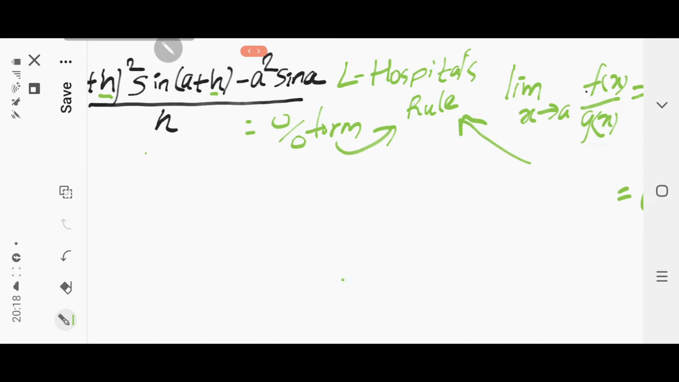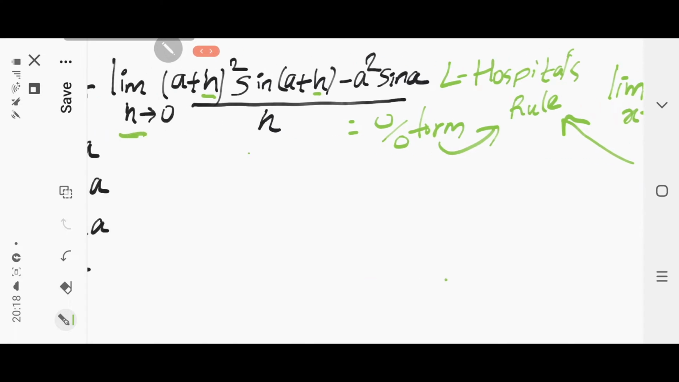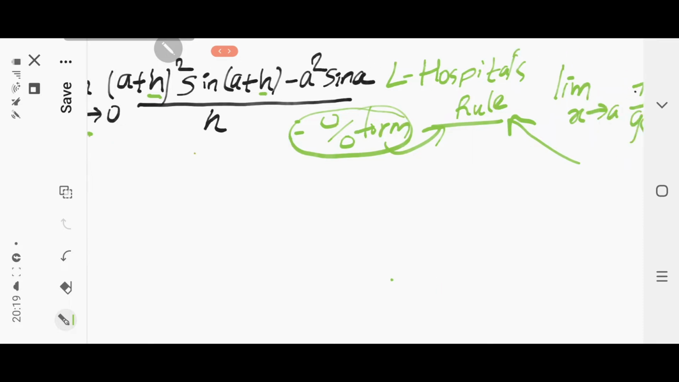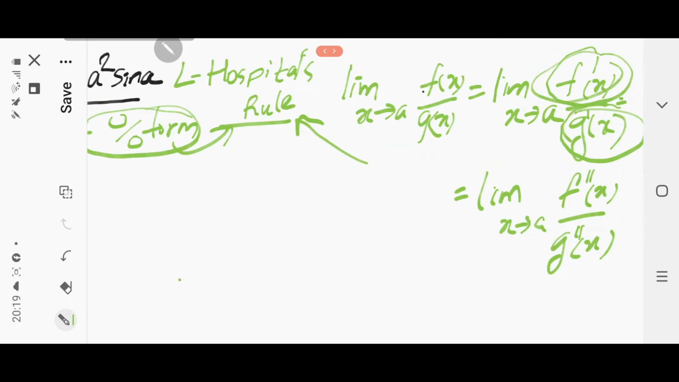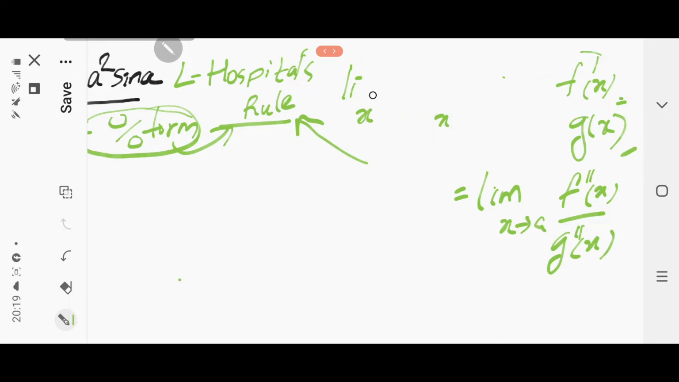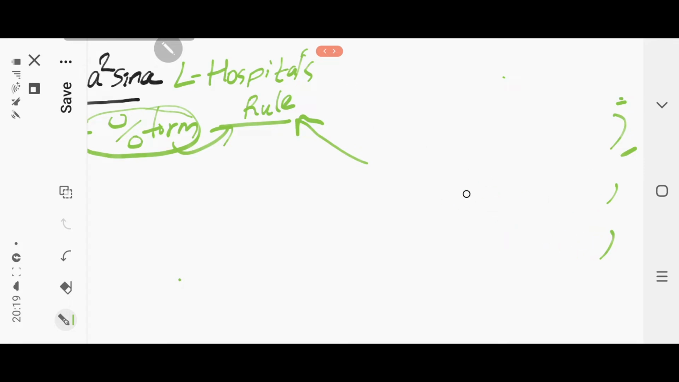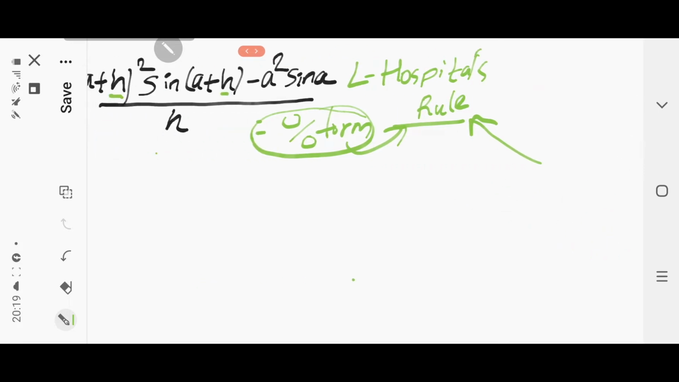Going to the question. In order to solve this question, as you see here, the limit h is tending to 0. In the place of h you put 0, and you get 0 by 0 form. Then you go to L'Hospital rule. What is L'Hospital rule? Just take the derivative of the numerator and the derivative of the denominator. Anyway, going to the question, completing the question.